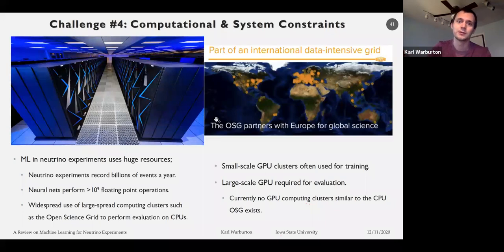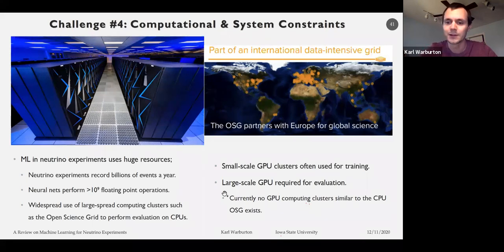Another challenge is just the raw computational and systematic constraints. As we all know, machine learning uses huge amounts of resources. Neural nets, even though they're becoming more efficient, still perform many floating point operations. And traditionally, within particle physics, a lot of our evaluation has been done on CPUs, making particular use of the Open Science Grid, which, as you can see here, has clusters all over the world.